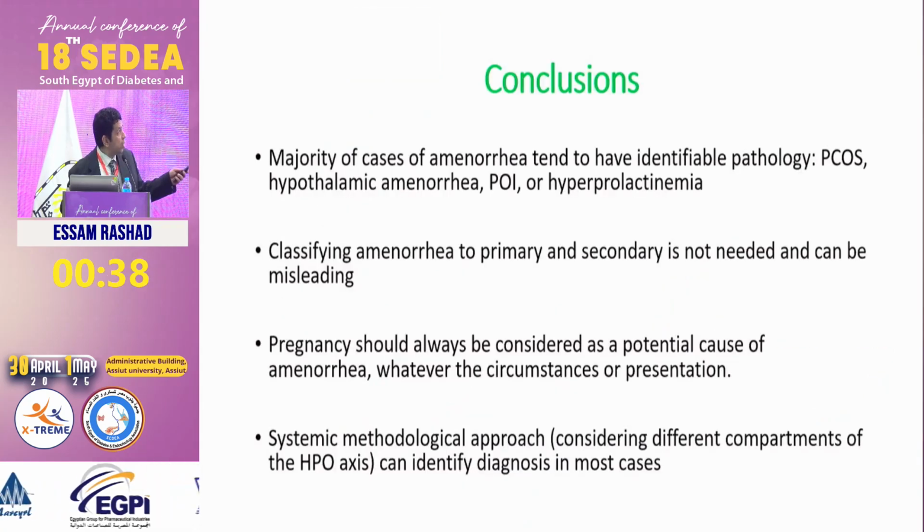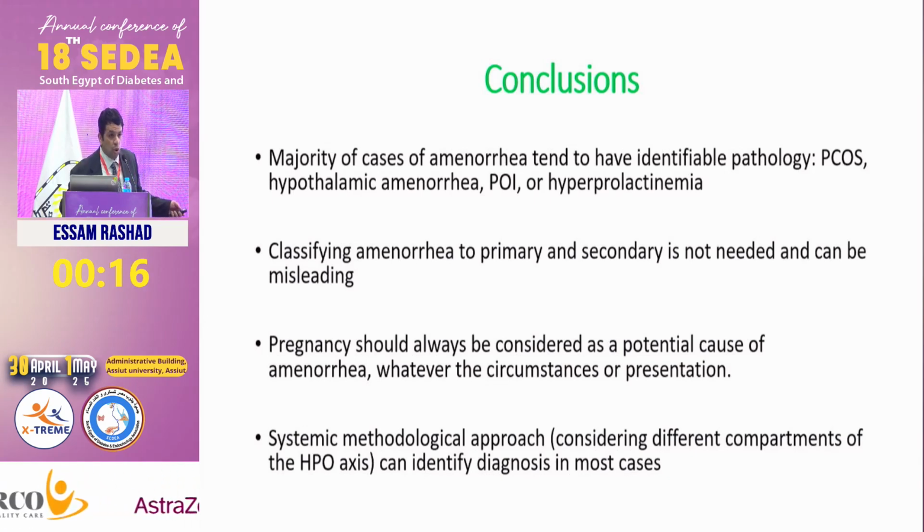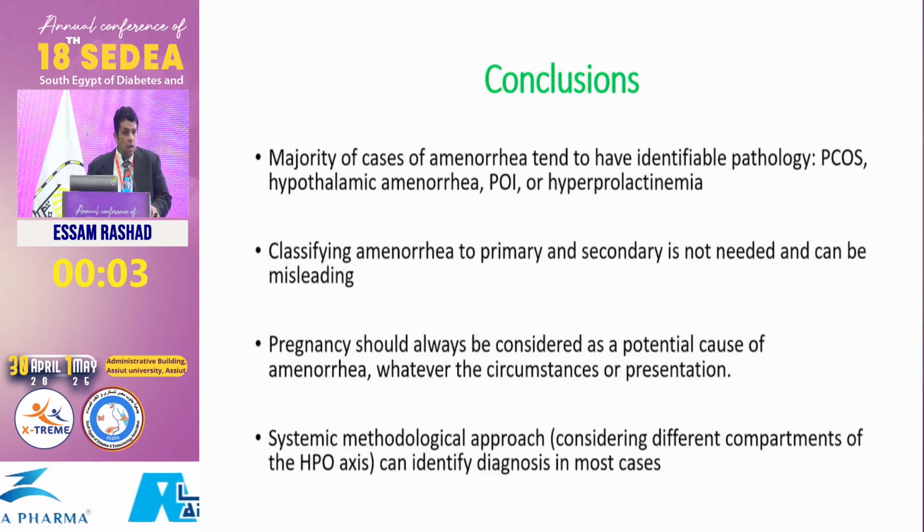I just want to attract your attention here to the majority of cases of amenorrhea tend to have identifiable pathology: PCOS, hypothalamic amenorrhea, premature ovarian failure, or hyperprolactinemia. These are by far the most common things that we see if you add to them impaired timing as well. Classifying to primary or secondary is not needed. Pregnancy should never be forgotten. Always think of pregnancy as a potential cause, whatever the circumstances, and you need to go in a systematic methodological way, considering the anatomical hierarchy, just to come to the compartment which is pathological.